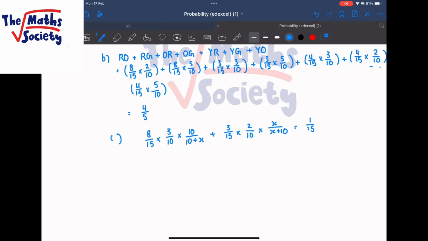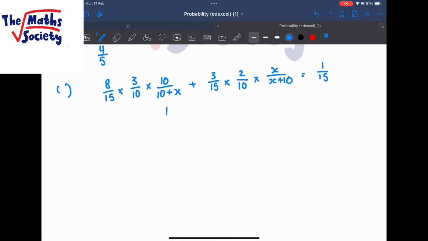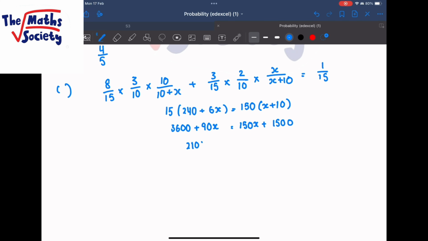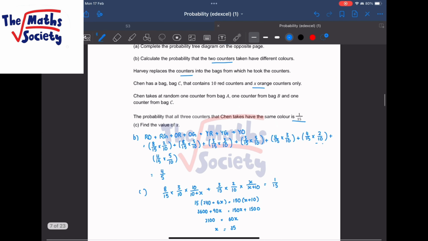So then we'll calculate this, where you will get 50, 240 plus 6x. That equals to 150 x plus 10. Which you will get 3600 plus 90x equals 150x plus 1500. 2160x. X equal 35. And they just asked for x, so x is equal to 35.